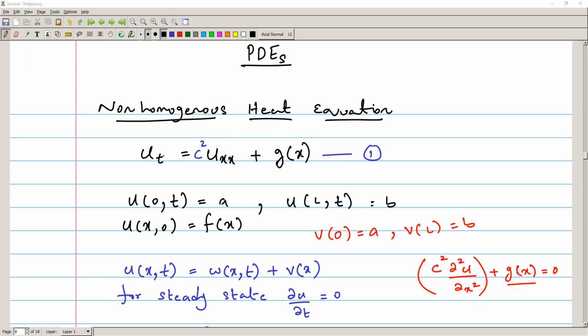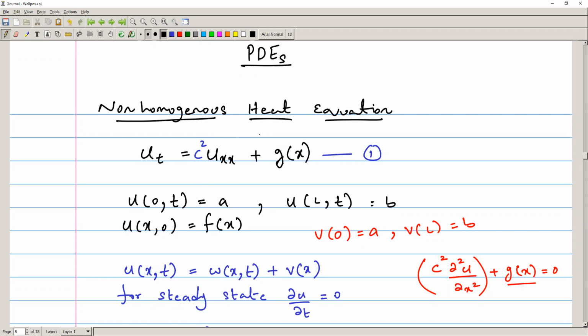So in previous classes, we discussed the homogeneous heat equation with various types of boundary conditions. Now in this class, we are going to discuss the non-homogeneous heat equation with the boundary conditions, right?